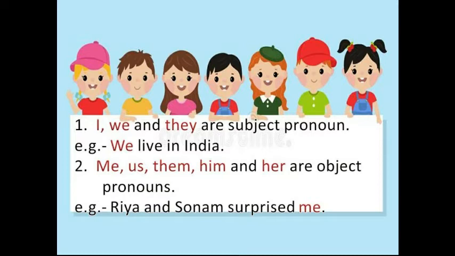For example, Riya and Sonam surprised her. Next, Riya and Sonam surprised her friend. Now you can see how the object pronouns are used in the first sentence and in the second sentence. In the first sentence, the object pronoun has been used at the end of the sentence, and in the second sentence, the object pronoun has been used in the middle of the sentence.